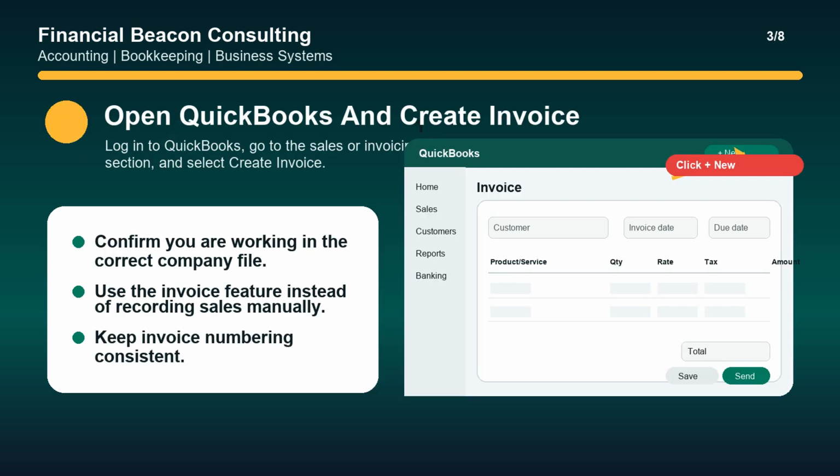Step 1 is to open the invoice section in QuickBooks. From your dashboard, go to the Sales area and choose Create Invoice. Use the invoice feature instead of entering sales manually, because QuickBooks uses the invoice to update customer balances and income reports. At this stage, pause and confirm that you are working in the right company file. This is important for accountants and business owners who manage more than one business, branch, or client account.